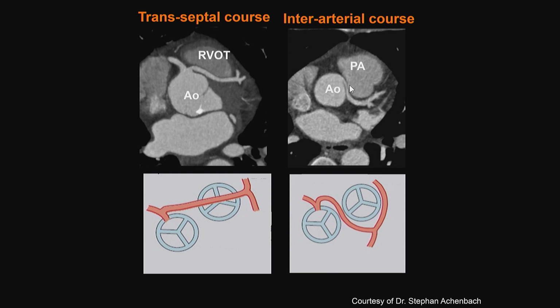On the other hand, there's another variant that looks a lot like this that is associated with a lower risk, and that is what's called a transseptal course. Here we actually see the left main again arising from the right cusp, but instead of traversing between the aorta and pulmonary artery, it traverses between the aorta and the right ventricular outflow tract. We don't see the compression here, and certainly there may be some risk associated with this variant, but it's not as high of a risk as the true interarterial course.